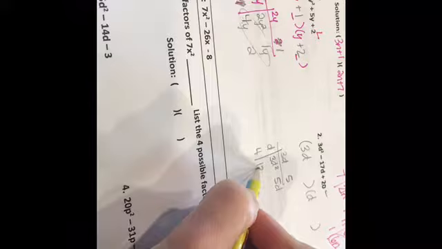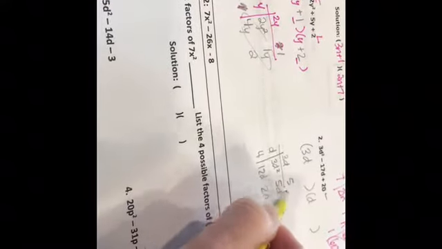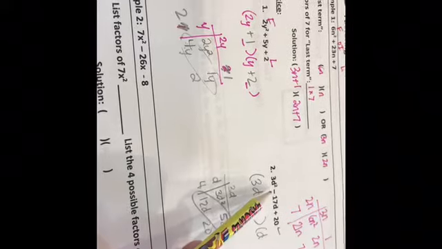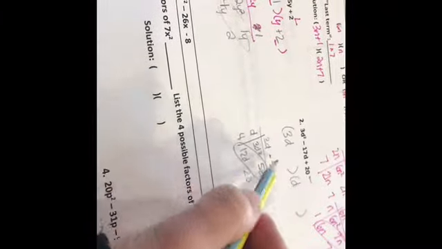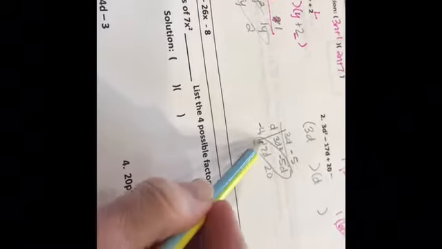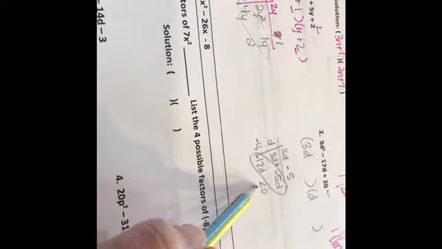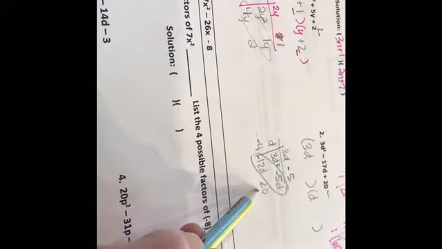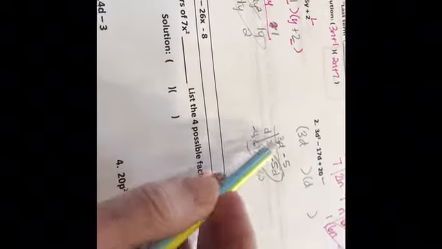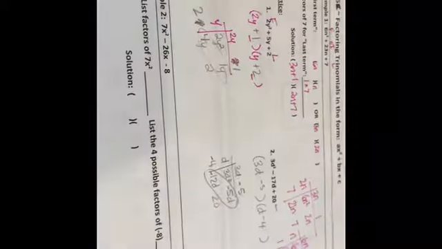3 times 4, 12d, and 20. Those add up to 17, but what do we need to do to make them add up to negative 17? Make them both negative. Now let's fix our answer here. This will turn negative, and this will turn negative. Will the 20 still be positive? Negative times a negative is a positive, yes. So I want to write 3d minus 5 and d minus 4.